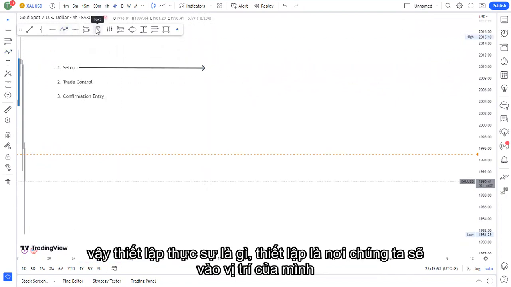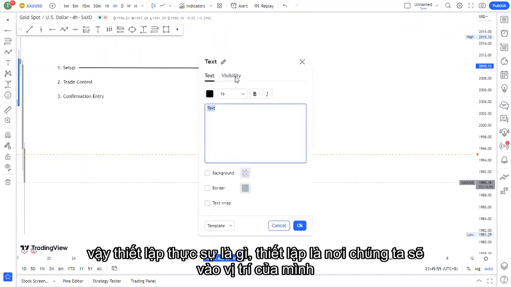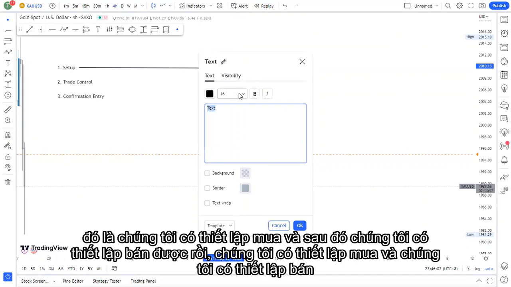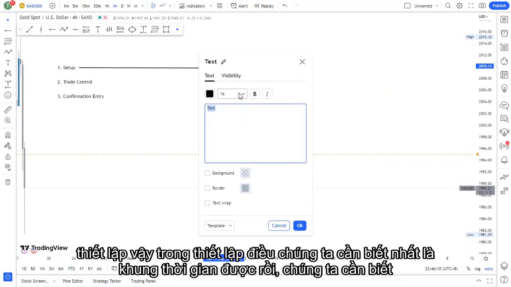Setup. So what is actually setup? Setup is the place where we are going to enter our position. We have buy setup and then we have sell setup. In setup, what we need to know the most is the time frame.